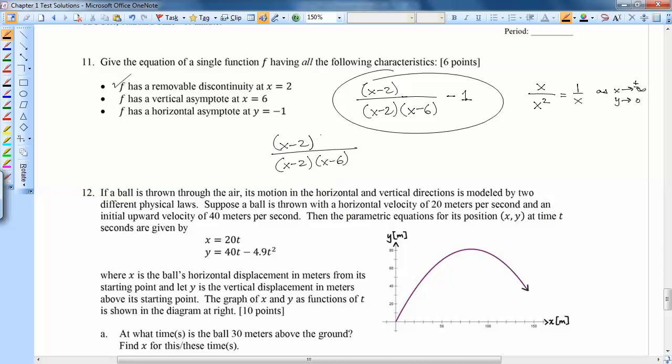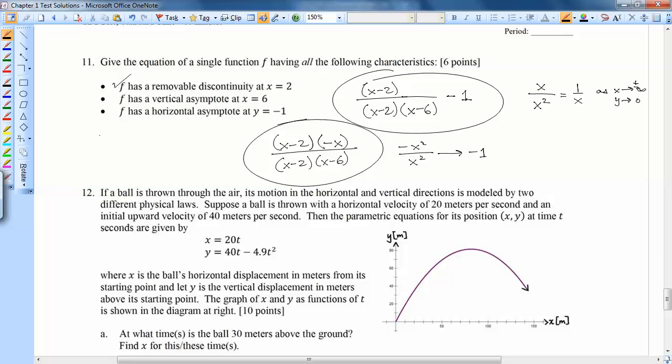If you multiply this by negative x, then your end behavior model is going to be negative x squared on top over x squared on the bottom. Well, that turns into negative 1. So regardless of what x is out at infinity or negative infinity, however big it is, you're always going to approach negative 1. So this one also works.